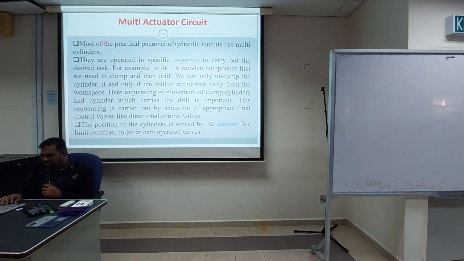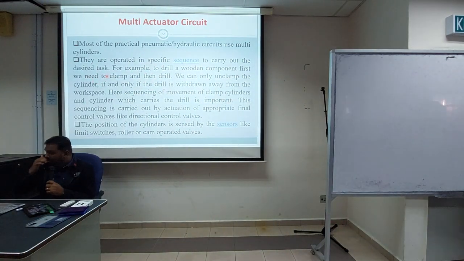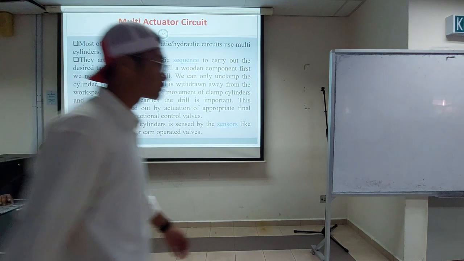Most practical pneumatic and hydraulic circuits use multiple cylinders, so they are operated in a specific sequence to carry out the desired task. When you have multiple cylinders, we need to have a control mechanism. Maksudnya, when cylinder A must extend, when cylinder B must extend, dia kena ada satu sequence. So you must have a sequence.